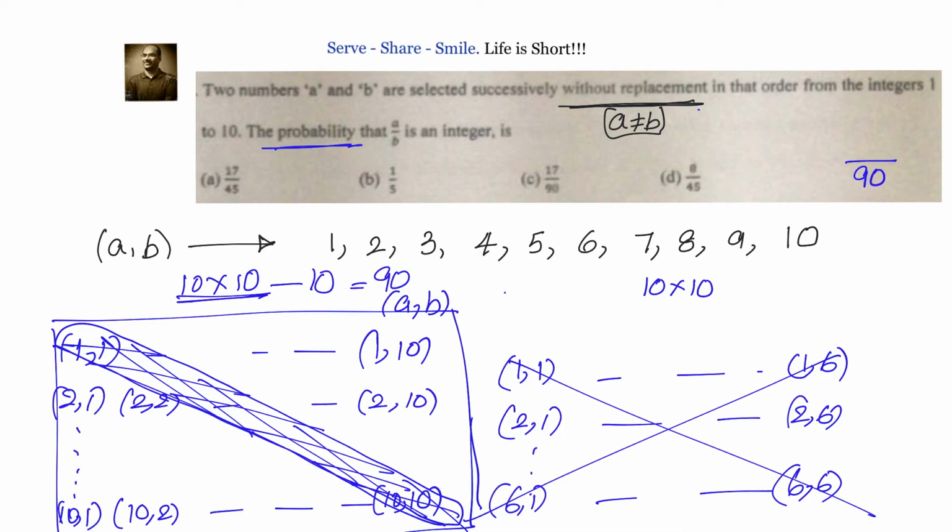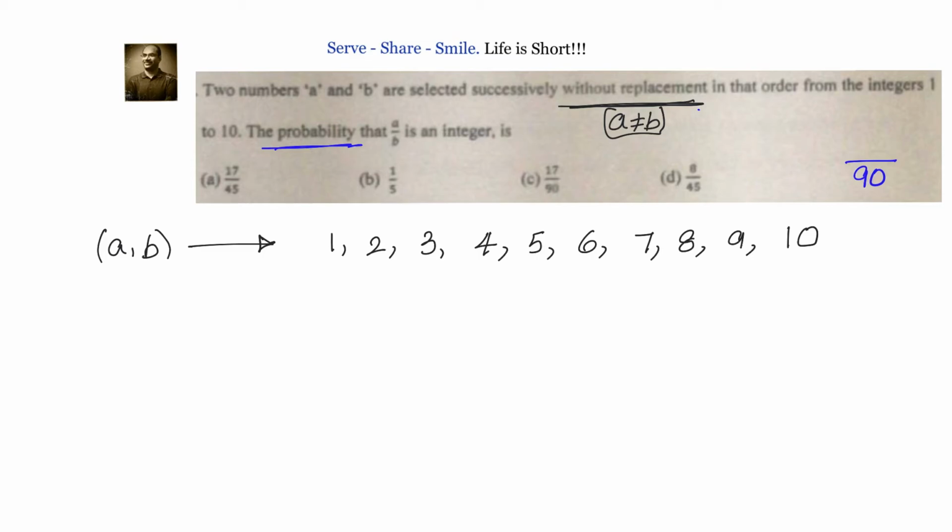Now let's look at the numerator, or the cases which are available to us, are the scenarios in which the values of A and B are such that A by B is an integer. As we said earlier, A by B as an integer means A is a multiple of B. So let us start with taking different values of B and see correspondingly what values I can have for A such that A by B is an integer.